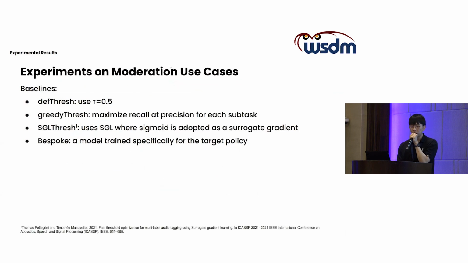We use 4 baselines for comparison. First, depth thresh uses the fixed threshold of 0.5. Second, greedy thresh maximizes recall at precision for each subtask respectively. Third, SGL thresh, which is our main competitor, uses SGL, where sigmoid is adopted as a surrogate gradient. Lastly, bespoke is a hard baseline, which is a model trained specifically for the target policy.